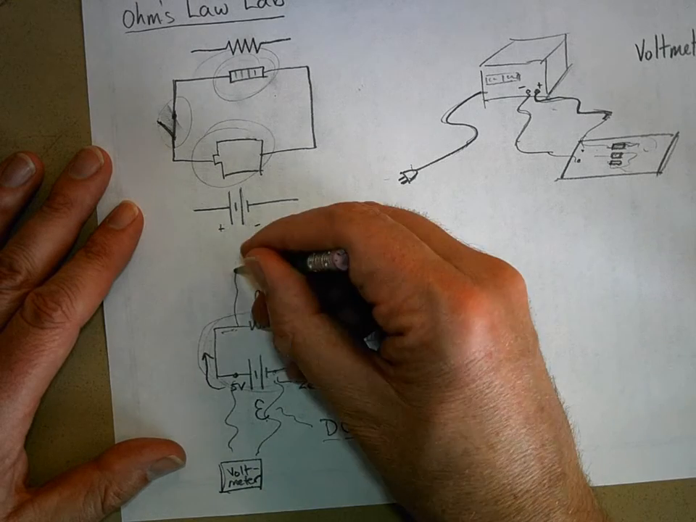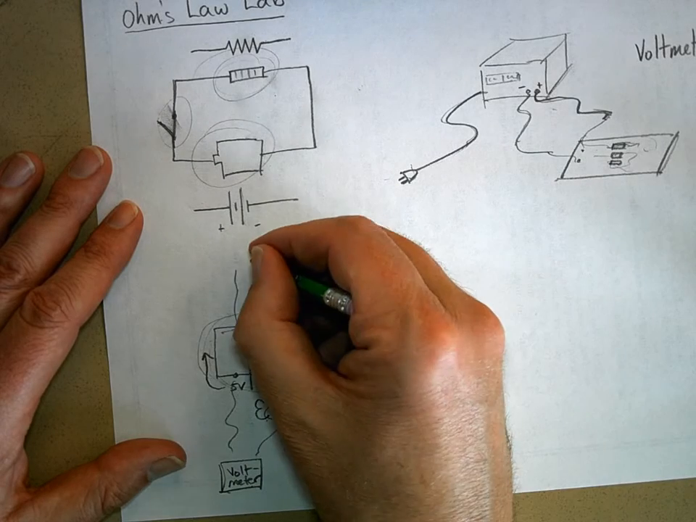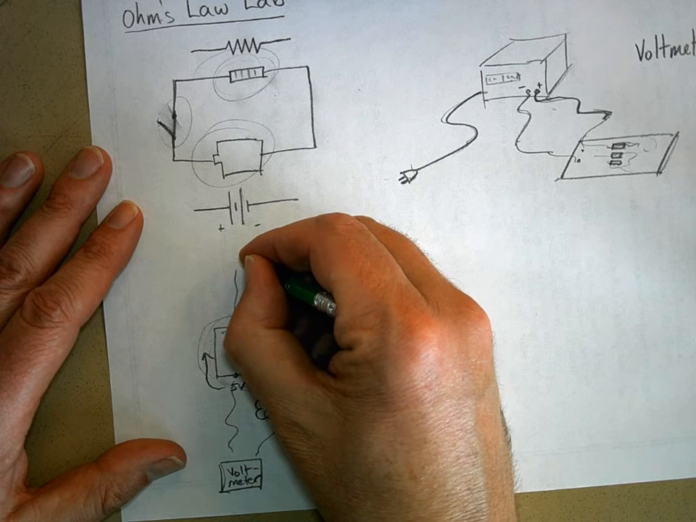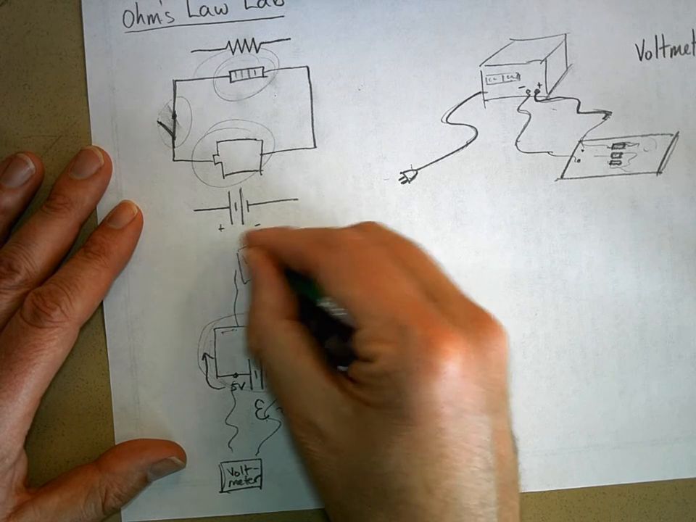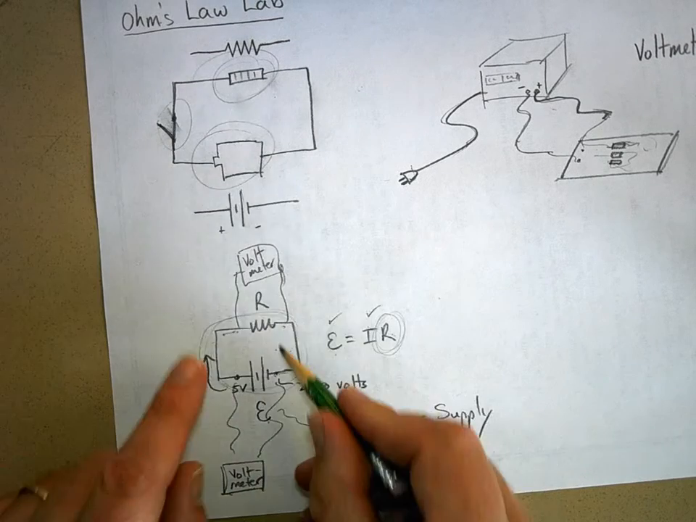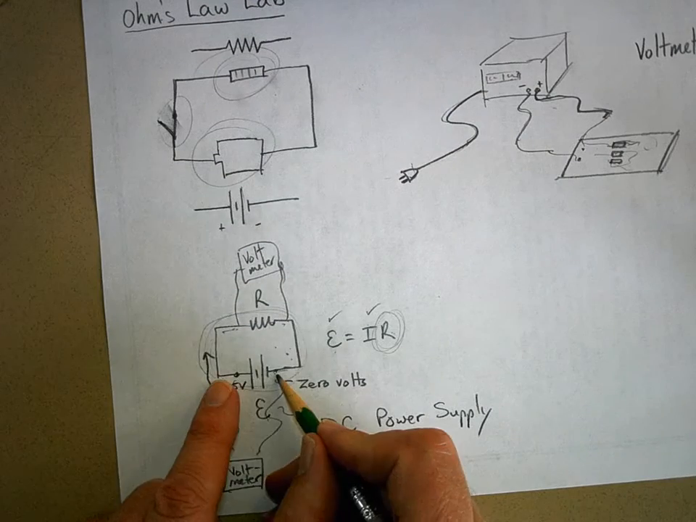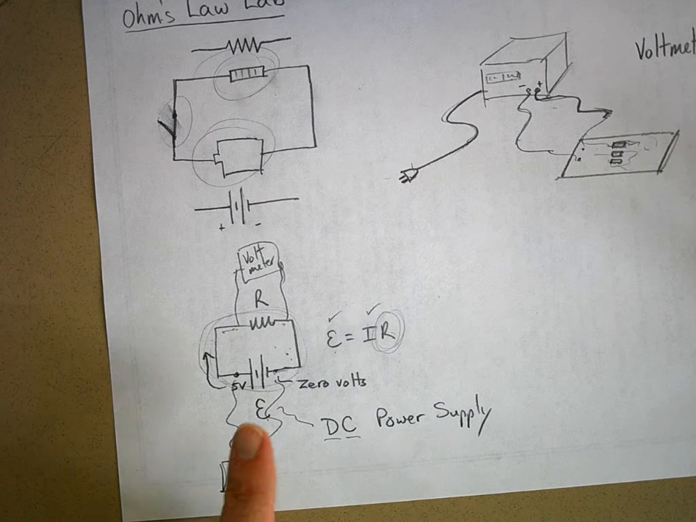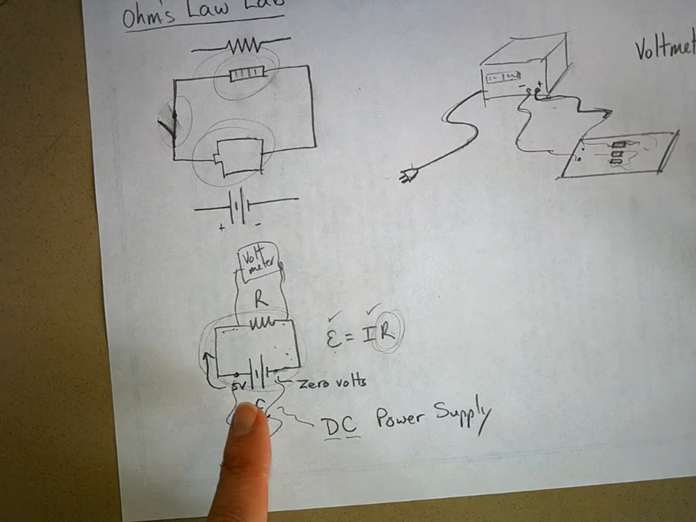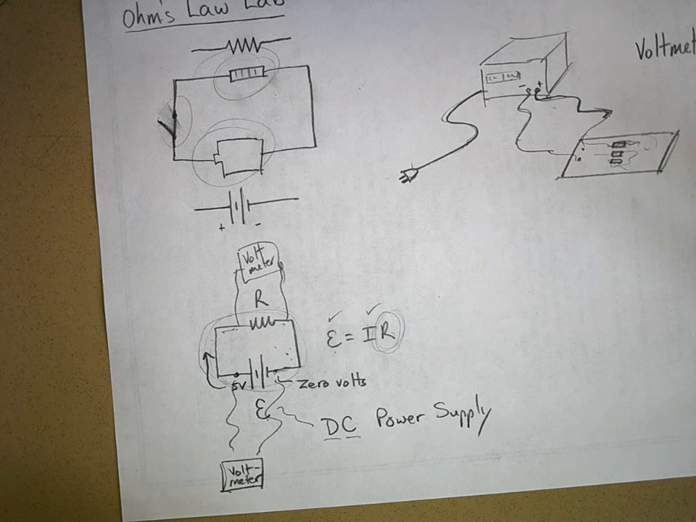Well, I'd put one of the leads here and one of the leads here, and I'd put my voltmeter like that, across the resistor or across the DC power supply, or across the batteries if I'm using batteries. Okay? Now, something that measures current. Well, what is current measured in? What are the units for current?